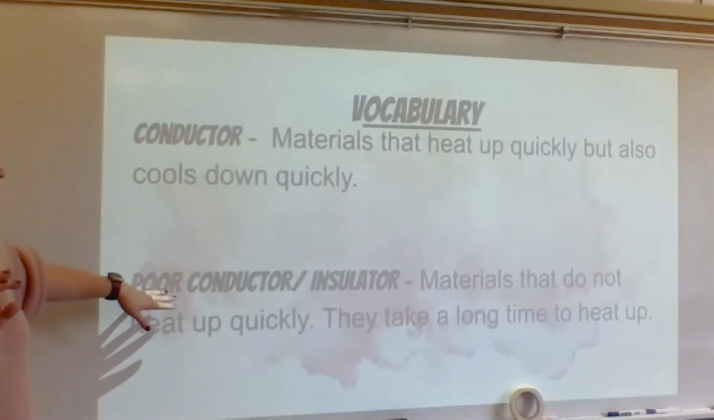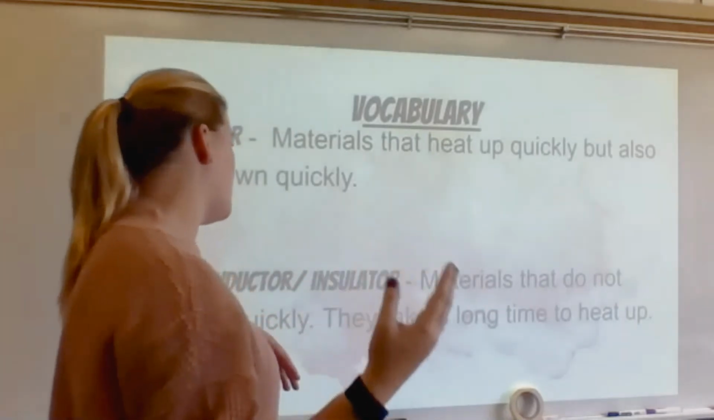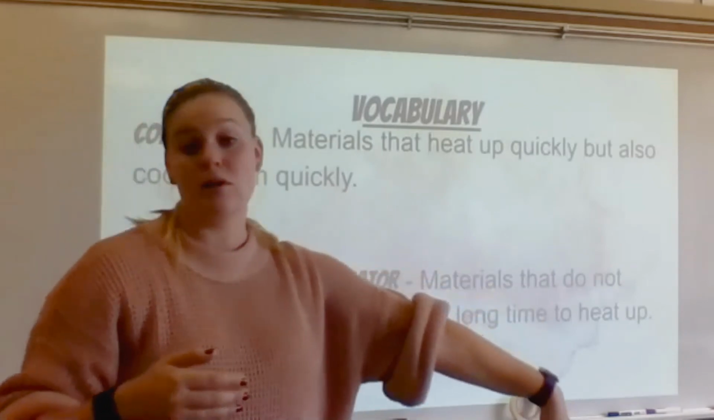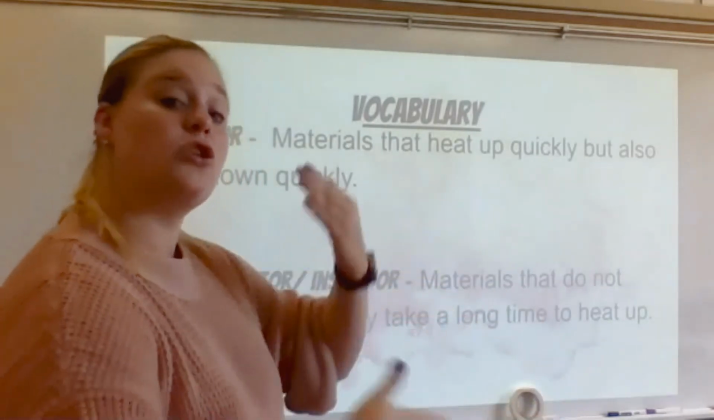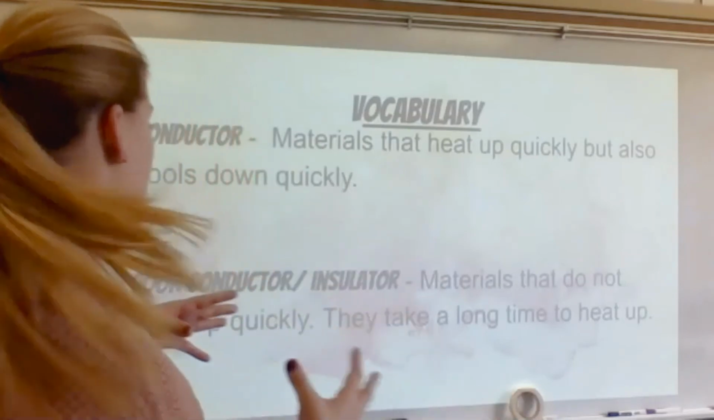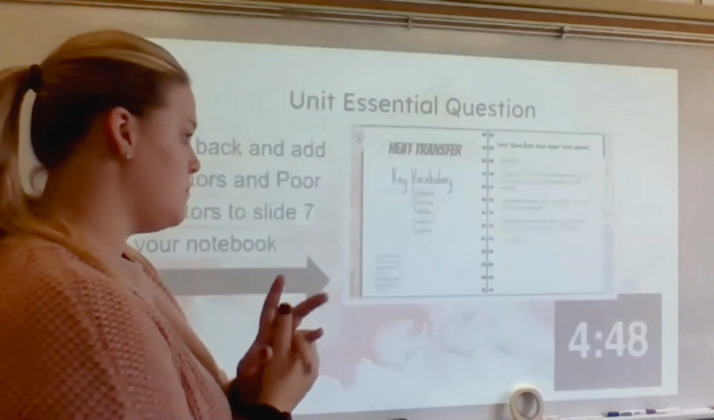Okay, so a poor conductor or an insulator is a material that does not heat up quickly, and they take a long time to heat up. That was like our plastic and our wood. It took a long time for the butter to melt, but they hold heat a little bit longer.